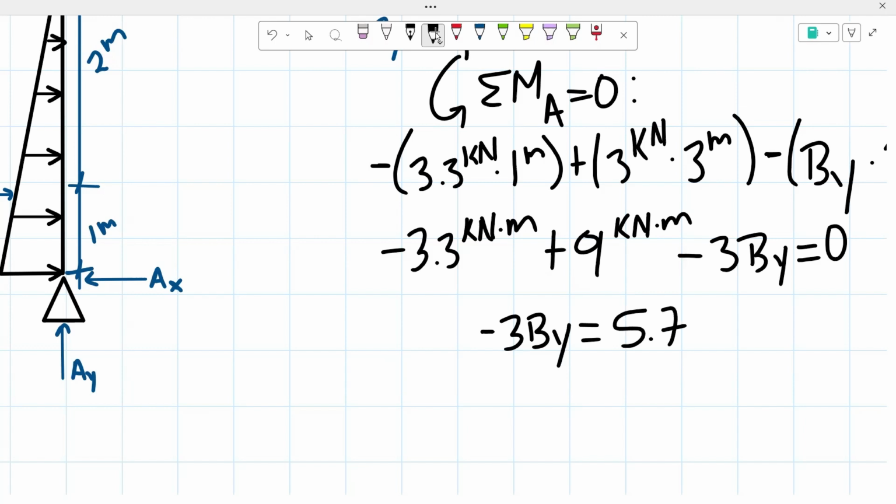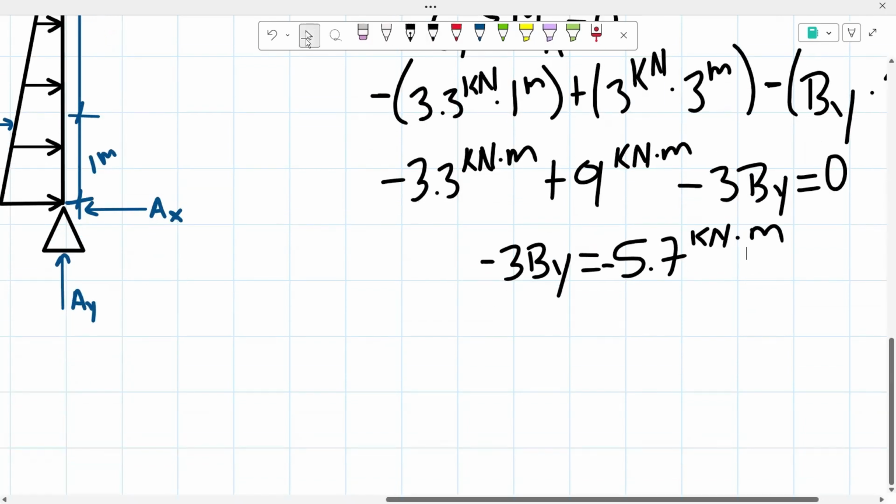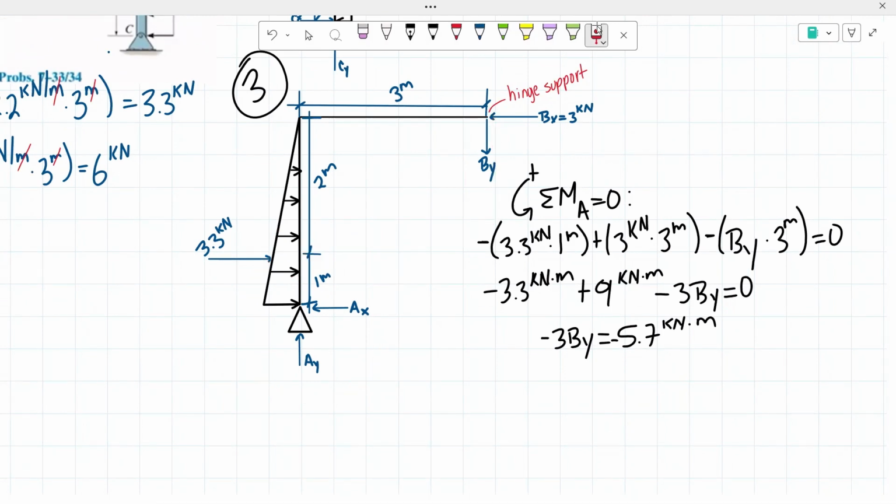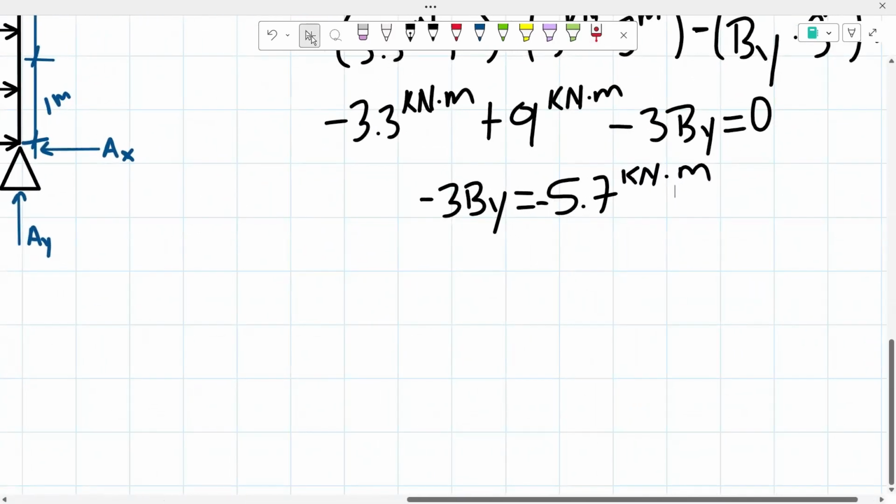So from there, we would end up getting negative 3 B sub y is equal to 5.7 kilonewton meters. And then from here, we would just simply, sorry, wait, hold on, you guys. Did I do this correctly? This is going downwards. Clockwise moment, negative moment. Yeah. Okay, sorry. So negative 5.7 kilonewton meters, we would simply divide both sides by negative 3.